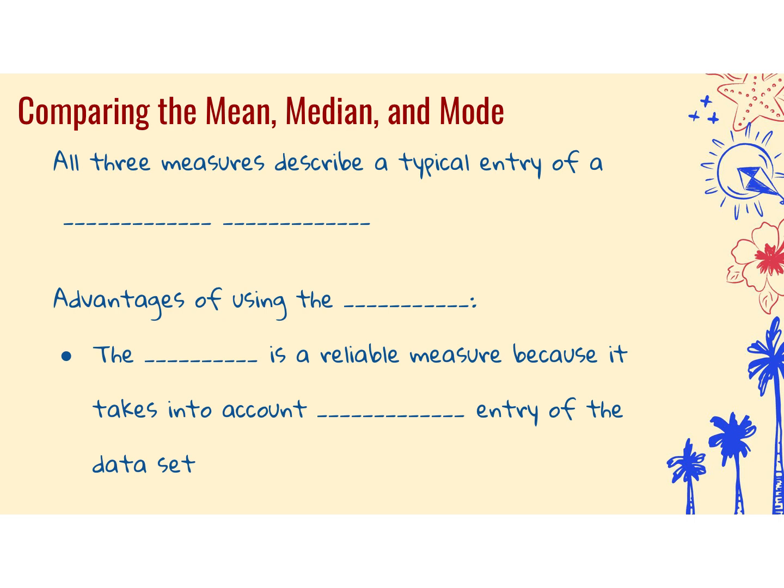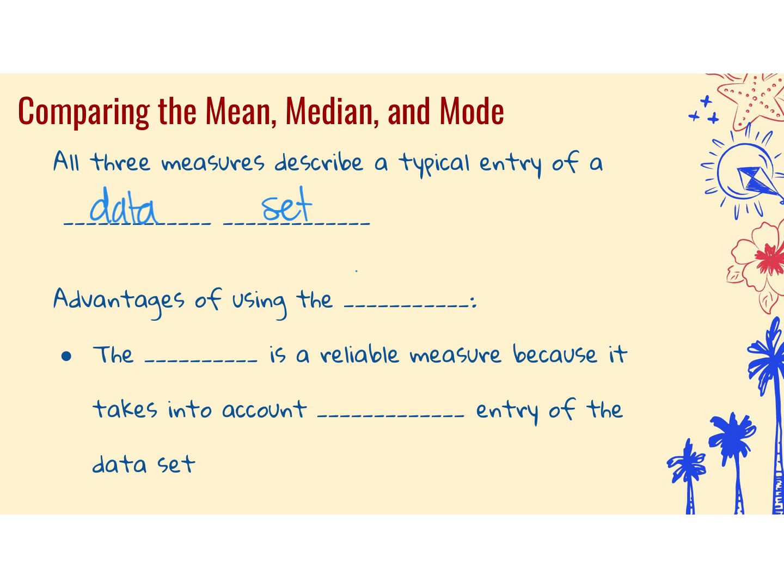So now we're going to talk about comparing the mean, median, and mode. All 3 measures describe a typical entry in the dataset. But there are some advantages and disadvantages to them. The one that's used the most is really the mean, so we're going to focus on those advantages and disadvantages of the mean.